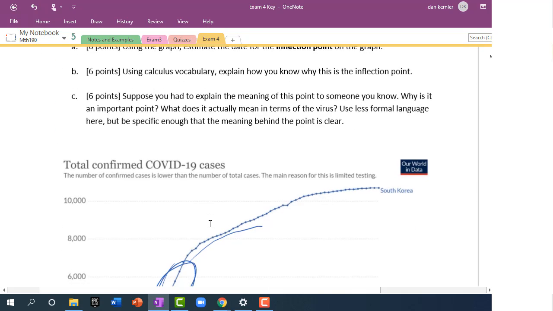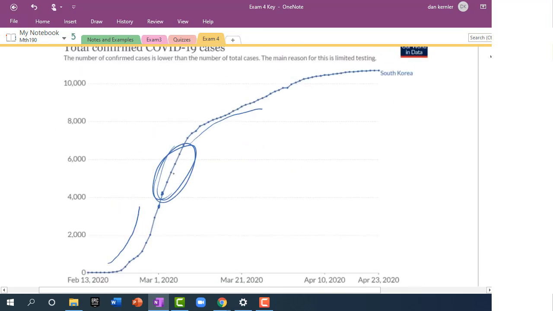Let me open up this link. I can't open up the link. It's not live in here. So we'll call it right in the middle. I don't know. So we'll say something like March 2nd maybe. So for the calculus reason, it's essentially because it changes from concave up to concave down, right? It's a change in concavity.